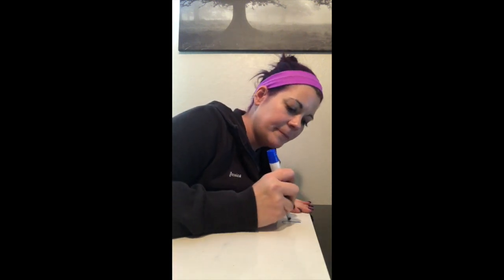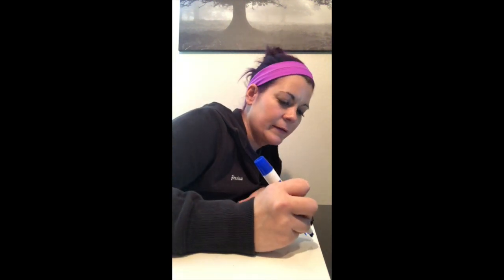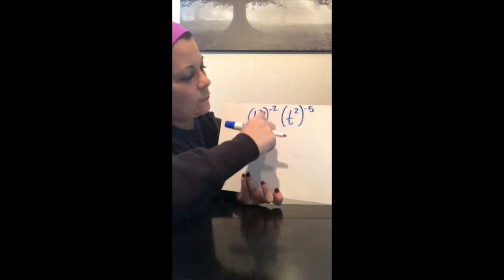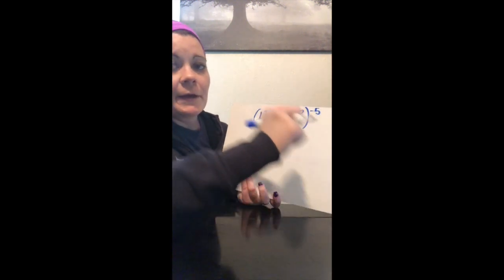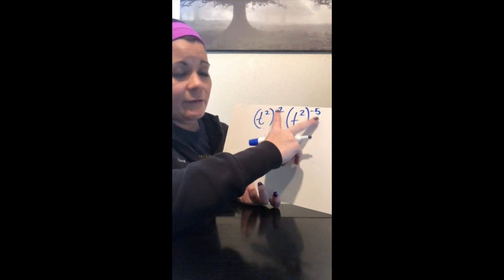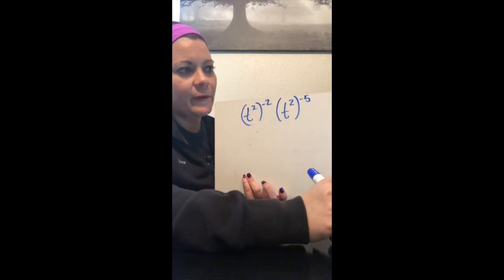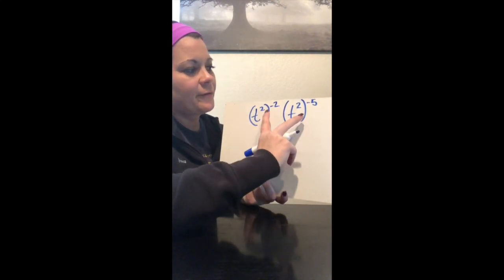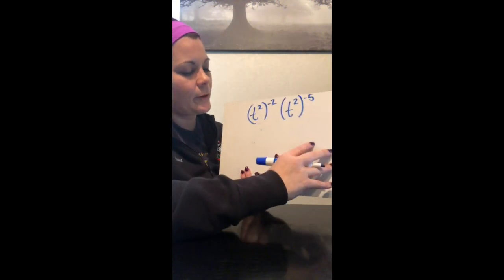So it gets a little tricky when you have something like this. So it gets a little tricky when you have t to the 2nd raised to the negative 2 or t to the 2nd raised to the negative 5. You can actually simplify the negative exponents first if you want to, but in this case, I actually think don't simplify the negative exponents yet. Always simplify the exponent property law first before you do the negative exponents.